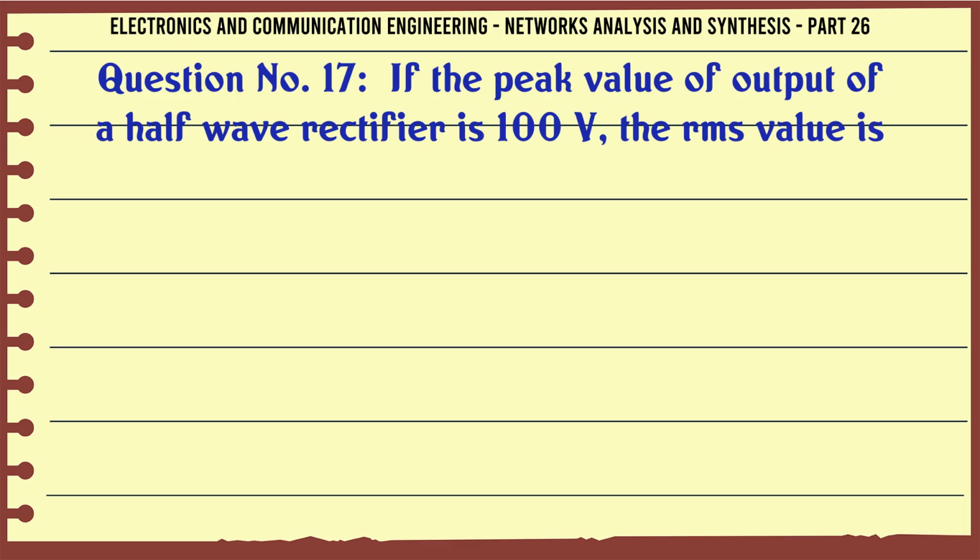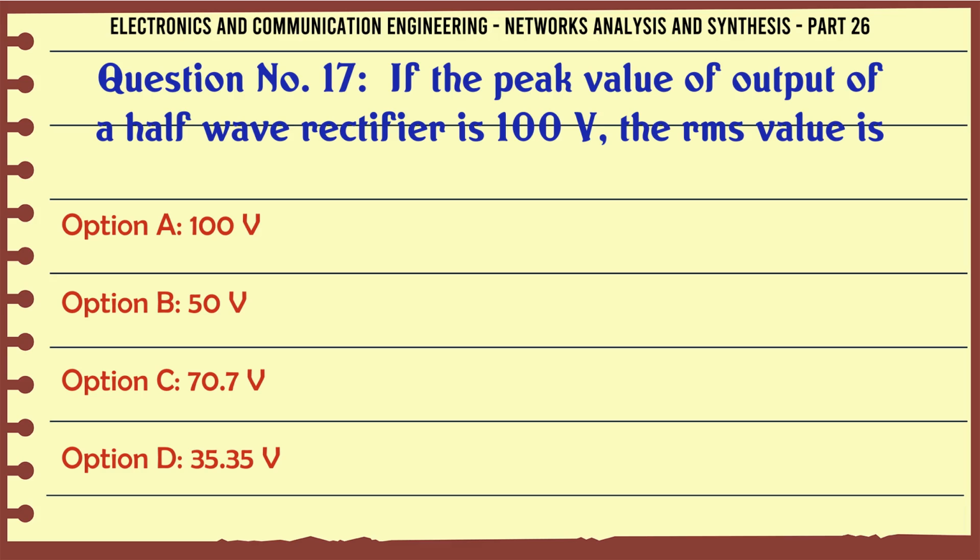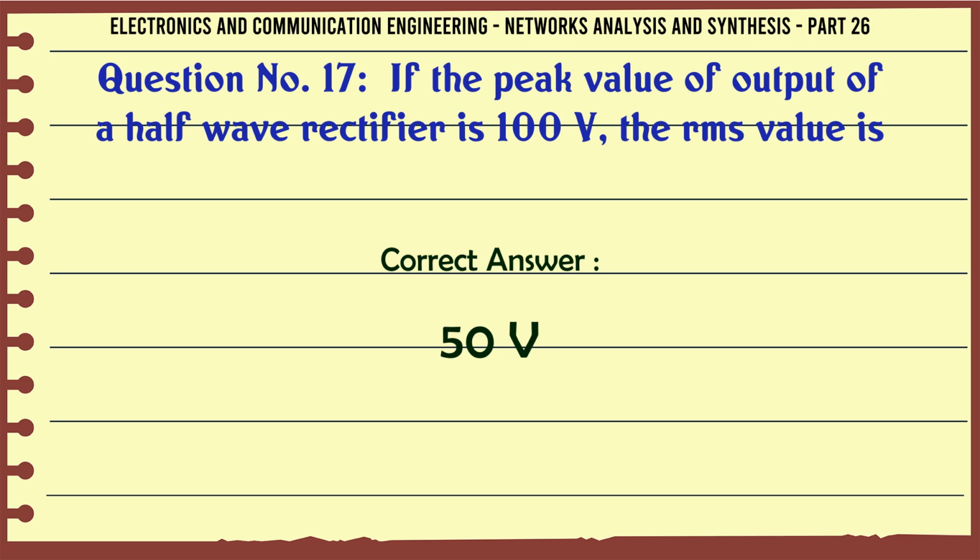If the peak value of the output of a half-wave rectifier is 100V, the r.m.s. value is A, 100V; B, 50V; C, 70.7V; D, 35.35V. The correct answer is 50V.